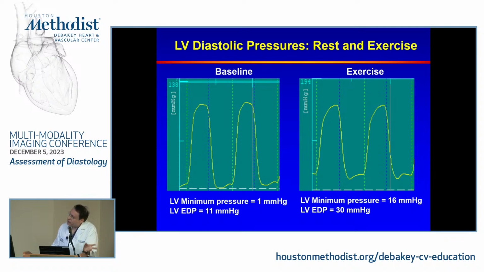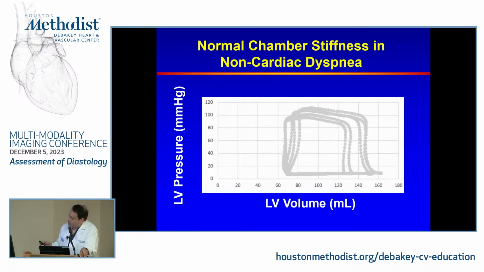So we've contrasted now the normal and the abnormal hearts. Let's look at the pressure volume loops.